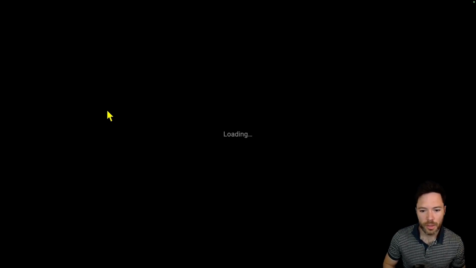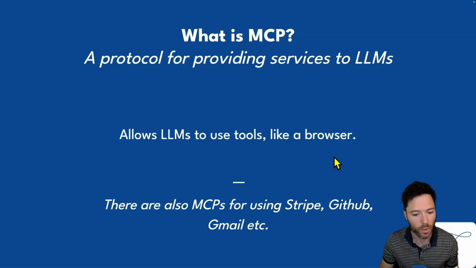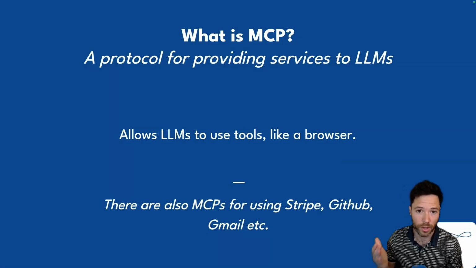So what is MCP, Model Context Protocol? It is a protocol for providing services to LLMs, namely access to tools. The tool we're going to focus on is browser use, so using an LLM to navigate through websites. But there are MCPs for things like Stripe, GitHub, Gmail, and many more you can find. You can sub those into these examples today, but I recommend running through first using the MCP tool that I've selected until you're comfortable with how everything works.